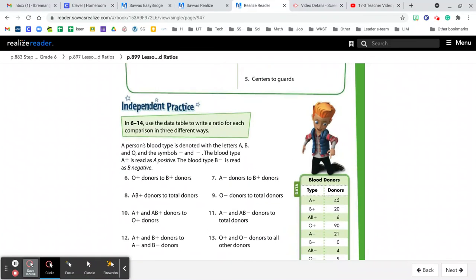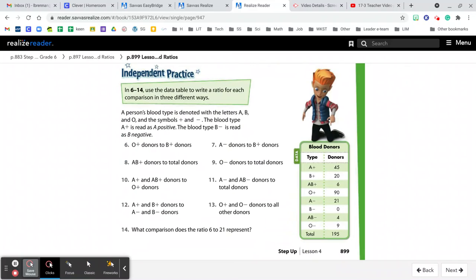And as we move down, we're going to be taking a look at this chart here and filling in information as we go. So the person's blood type is denoted with the letters A, B, and O, and the symbols plus and negative. The blood type A plus is read as A positive. The blood type B minus is read as B negative. And we're talking about blood types. So O positive donors to B positive donors.